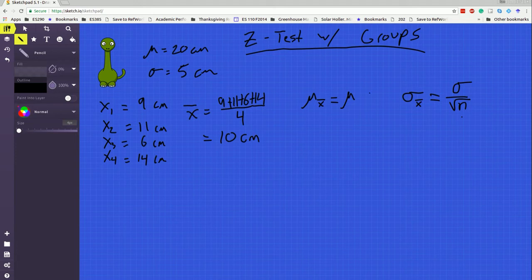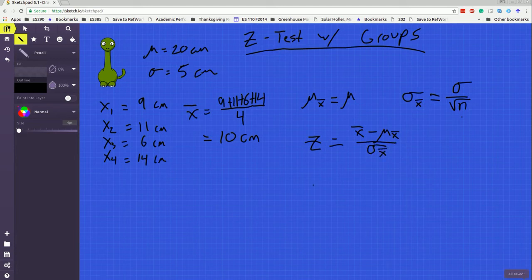Okay, now what we can do is something similar to what we did before. Like before, we would calculate a z-score where we would find the difference between our measurement and the mean, and we would divide by the standard deviation to find the number of standard deviations away our measurement is. We're going to do the same thing in this case, except our measurement isn't going to be a single measurement, it's going to be a group average. And from that, we're going to subtract the mean of group averages, and we're going to divide by the standard deviation of group averages.